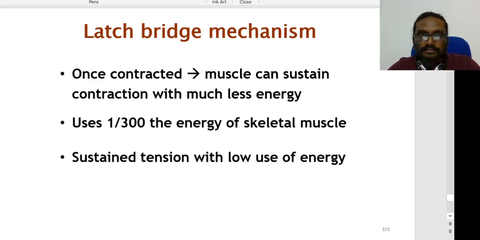Here, during the relaxation period, there is no involvement of a new ATP coming because it's completely taken care of by your myosin phosphatase that dephosphorylates the myosin light chain. It's actually myosin light chain phosphatase, or myosin phosphatase. That's called the latch bridge mechanism.